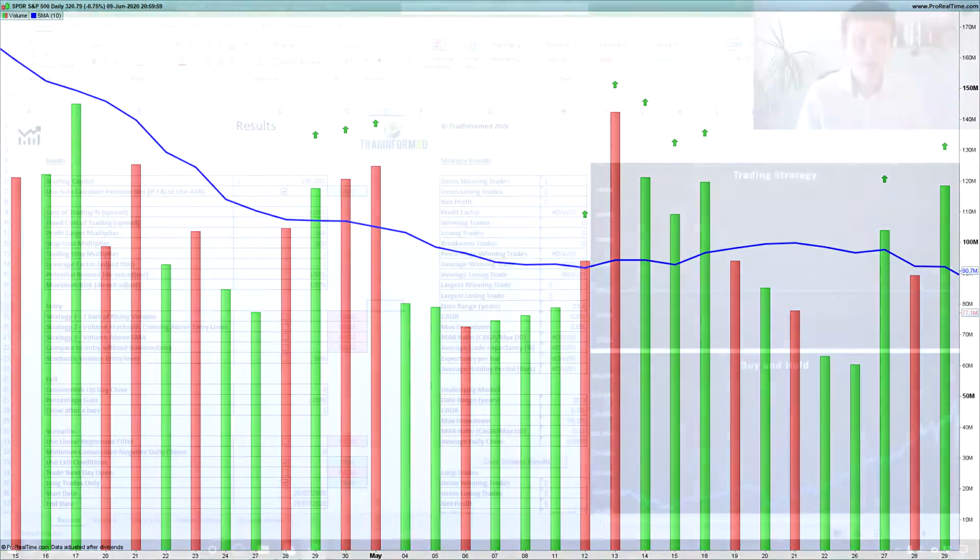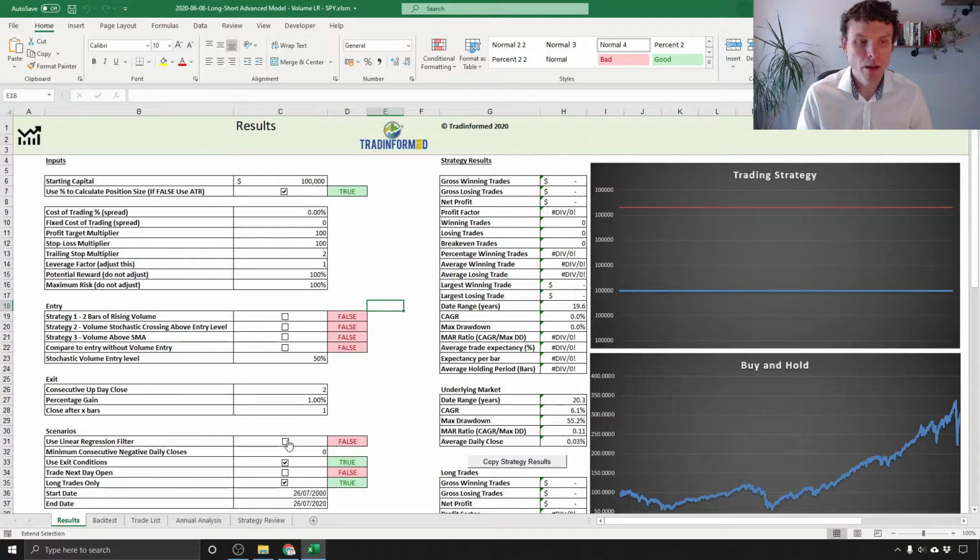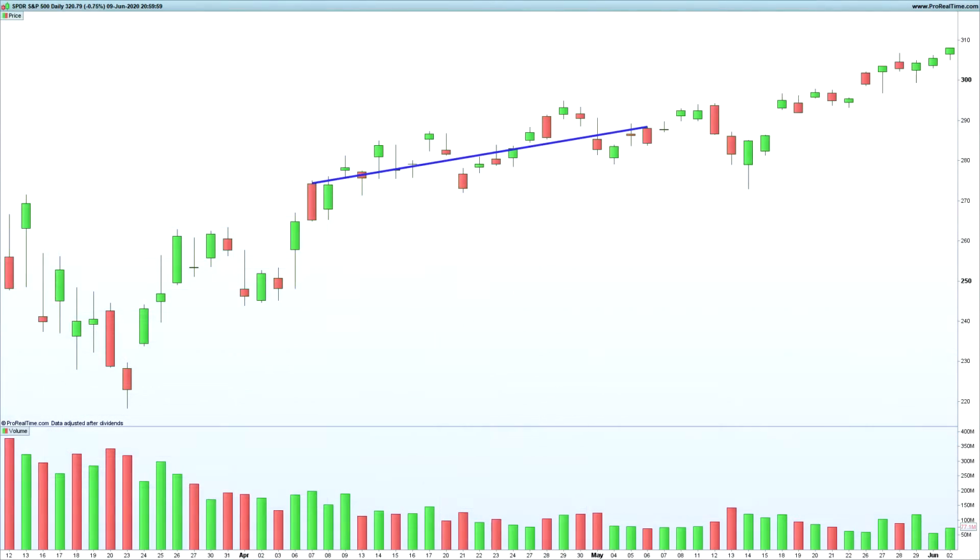And finally, I have a scenario which compares entering the market, providing all the other conditions are true. Now the first filter I'm going to apply is the linear regression. The linear regression is the best fit straight line through a series of data, and I'm using this as a filter to identify bullish conditions. I'm using a 20-period linear regression, and I'm trying to identify bullish conditions, so whenever the line is sloping upwards.